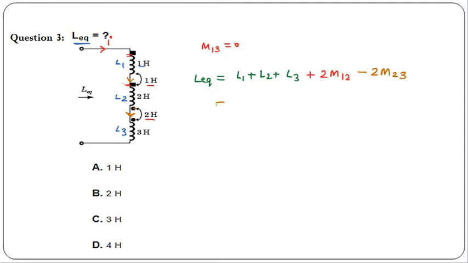So that is why we will write minus of 2 into M, and mutual inductance is between second and third coil. Okay, so this L1 value is 1, L2 value is 2 Henry, and L3 value is 3, plus 2 into what is M12. So mutual inductance between first and second coil is 1 Henry, minus of 2, M23 value, this is 2 Henry. Okay, so we can simplify, this is 6 plus 2 minus of 4, so simply this will be equal to 4 Henry. Okay, so this is L equivalent, so option D is correct.